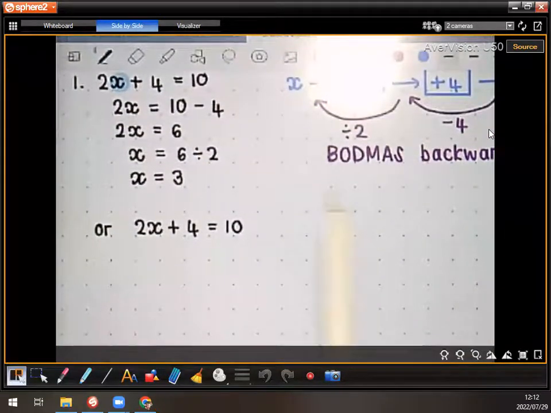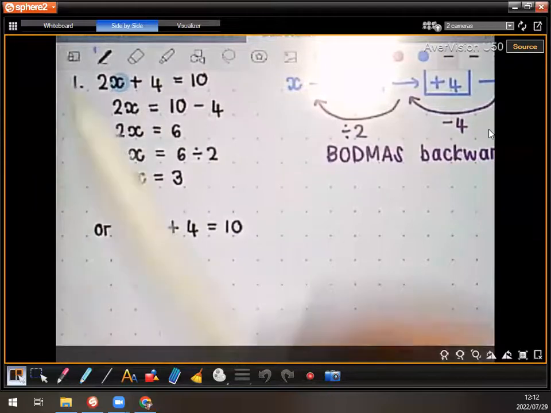Now, guys, this is where the BODMAS backwards thing comes in handy. BODMAS is normally we times first and then we add, right? But now we're doing it backwards. So now the addition, we're going to have to get rid of first and then the times. Okay, so how do I get rid of a plus 4? How do I cancel it out? What must I do? Subtract.